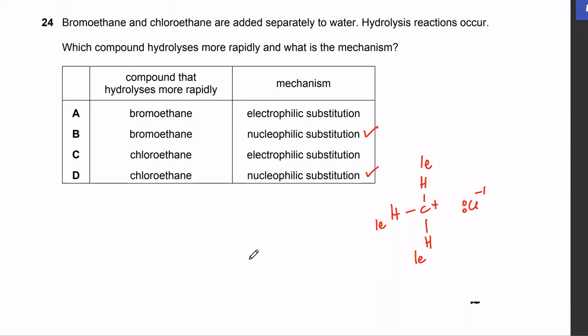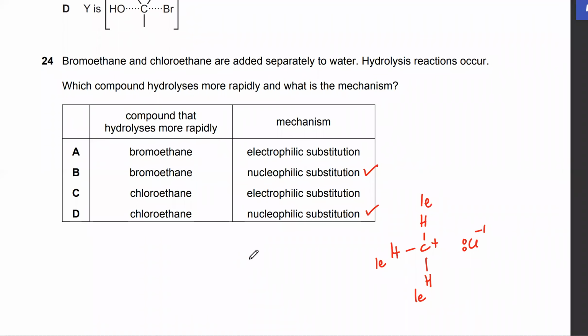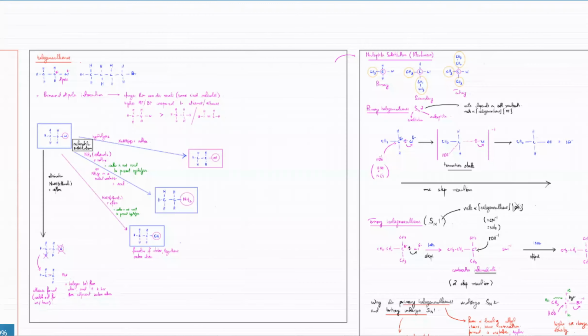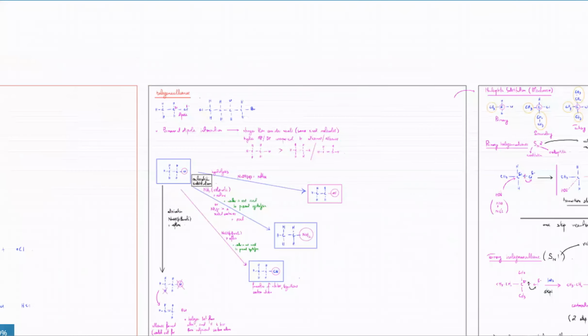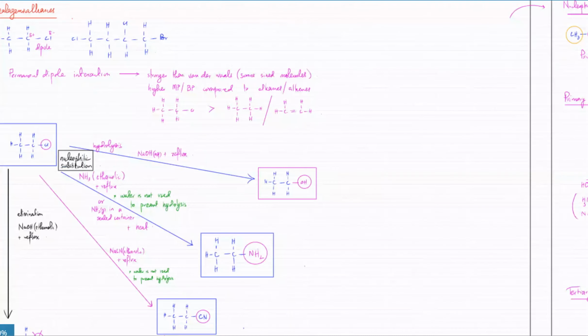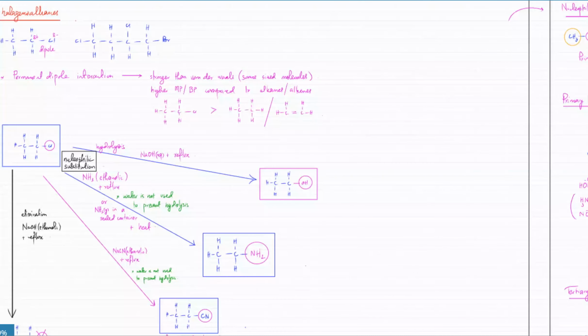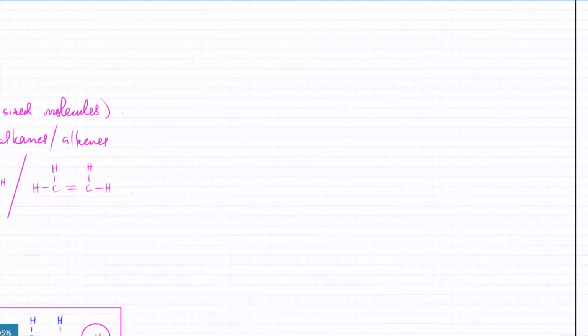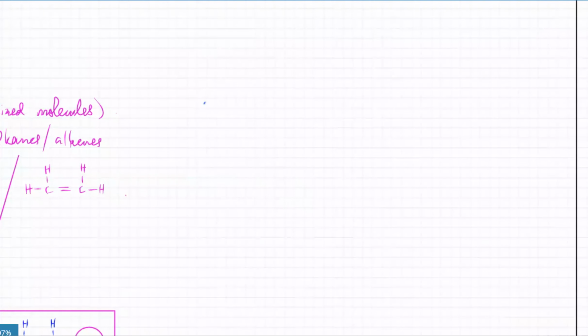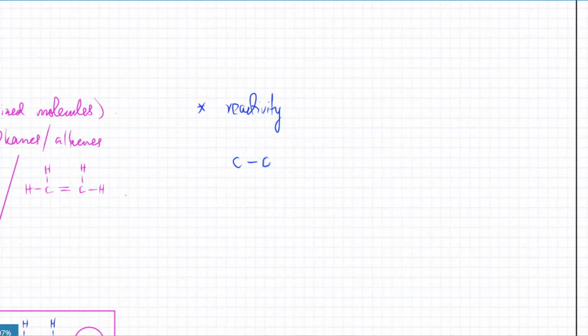Anyways, coming to the next question. This one is, which halogenoalkane will rapidly hydrolyze? So the reactivity of halogenoalkanes depends on this thing. We must have written about the reactivity. If you haven't, remember, I'll just add reactivity. Now remember, the reactivity of halogenoalkanes depends on the strength of the carbon and the halogen bond.